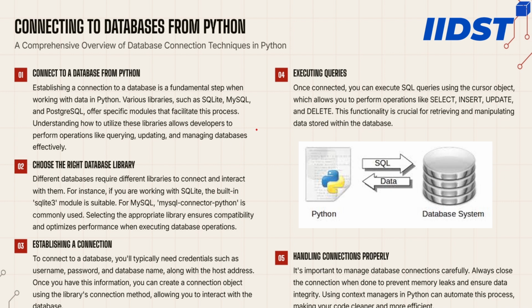Finally, connecting to databases from Python. Often, data lives in organized systems called relational databases. We use SQL, or structured query language, to interact with them. Python can connect directly to these databases like MySQL, PostgreSQL, or SQLite and run SQL queries. Libraries like Psycopg and MySQL connector make this possible. This unlocks access to massive datasets and empowers us to build data-driven applications.